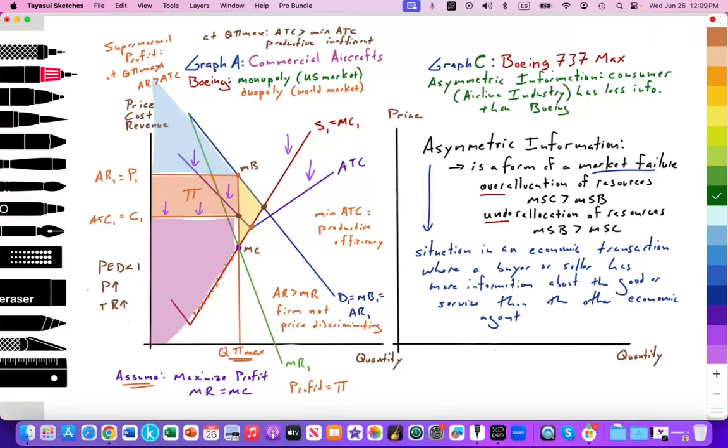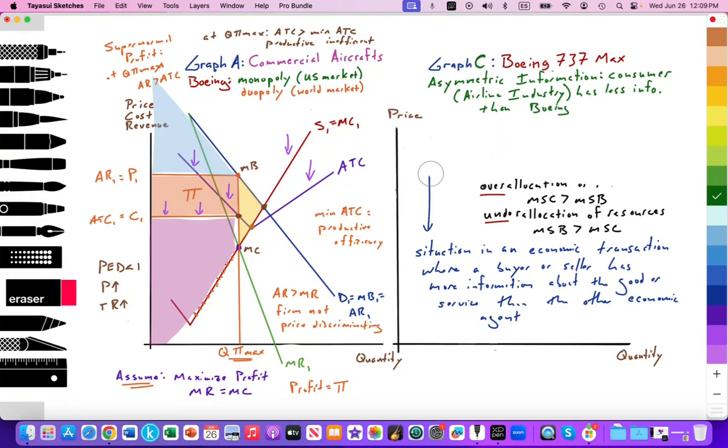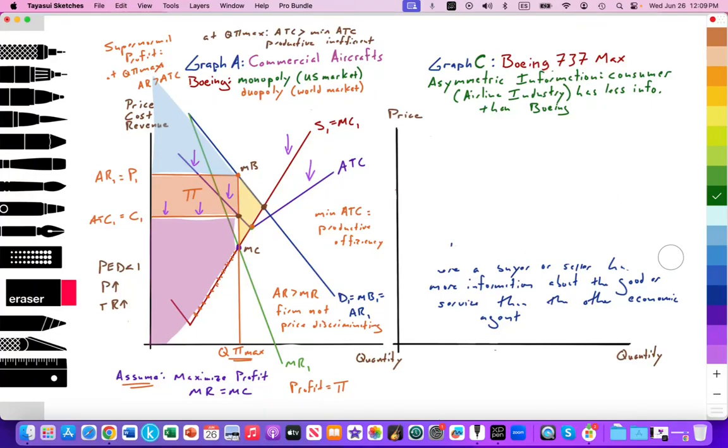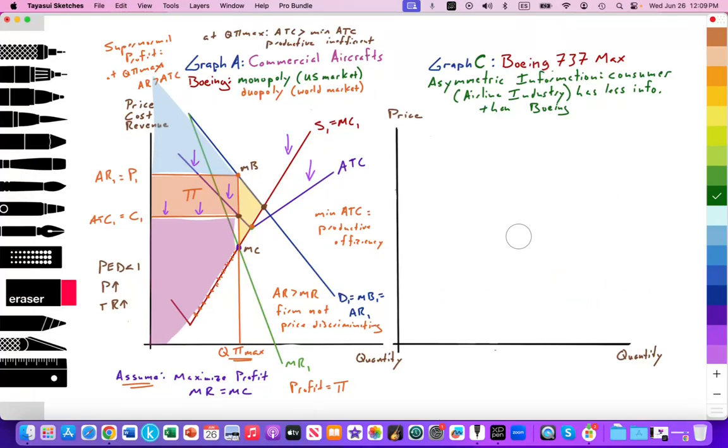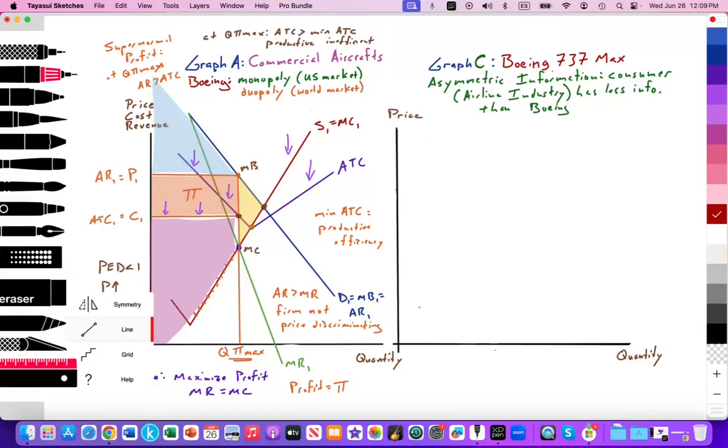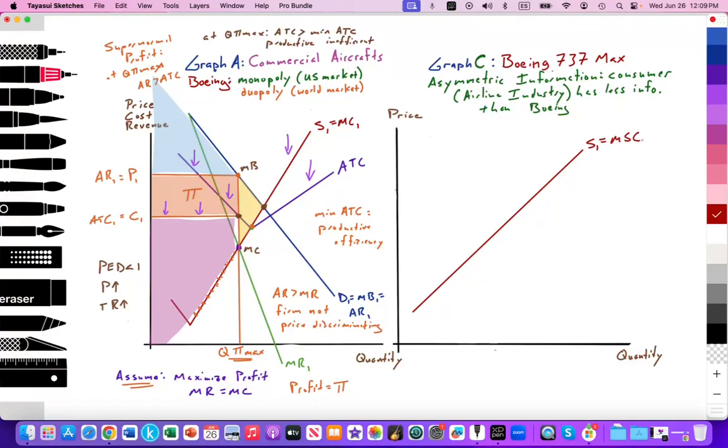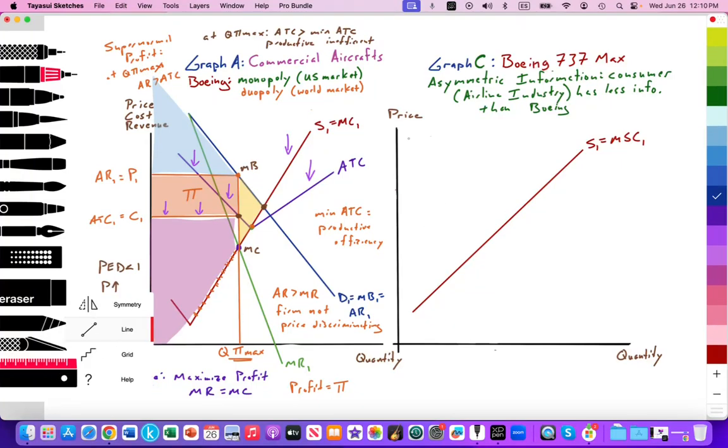Okay, so that's going to be our model. And the model's relatively simple to draw as an example of asymmetric information where the consumer is at a disadvantage. So we're going to illustrate our supply curve. I'll call this S1 equal to the marginal social cost. All right. Then we're going to have a downward sloping demand curve.